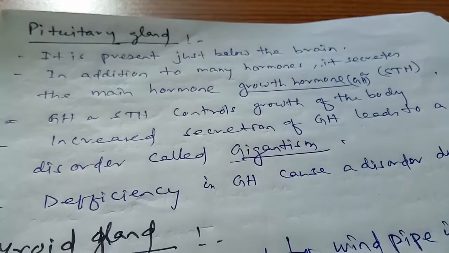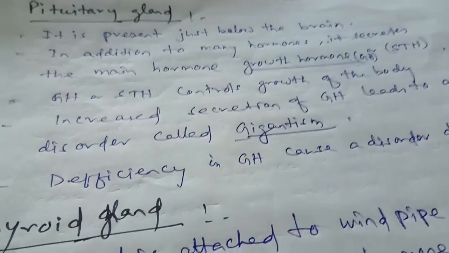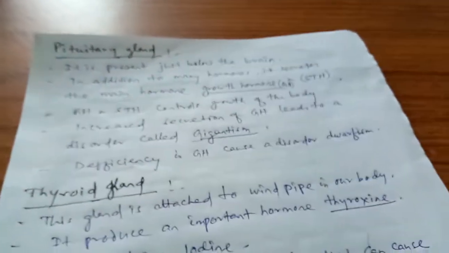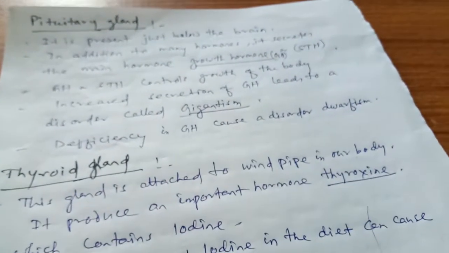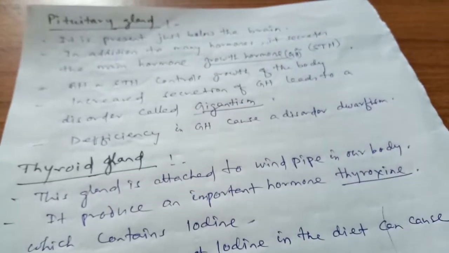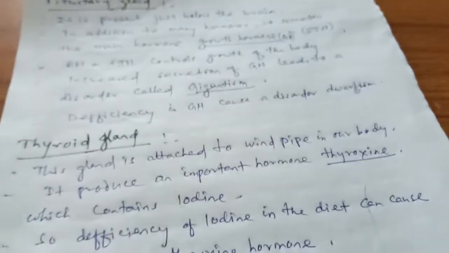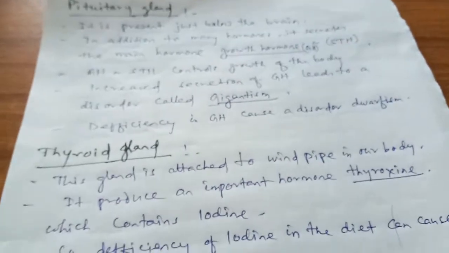One more important function of the pituitary gland, students, is that it produces many hormones that stimulate other endocrine glands to secrete their respective hormones. That is why the pituitary gland is also known as the master gland, because it regulates the function of other endocrine glands.